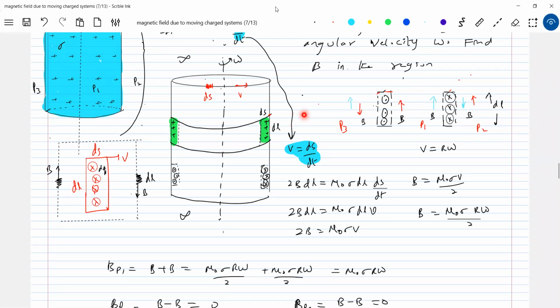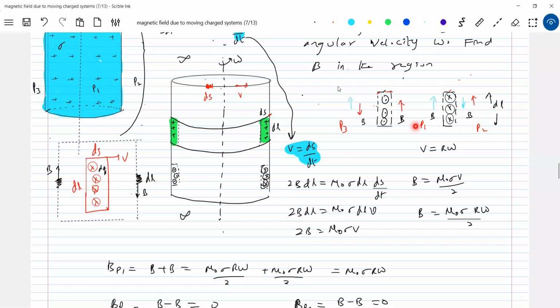This will produce field. This surface also will produce field. The resultant due to that will be zero here. This is what you have to assume. So this is like a solenoid only, but don't call it solenoid. Solenoid is totally different. This is an analogy you can compare with a solenoid.